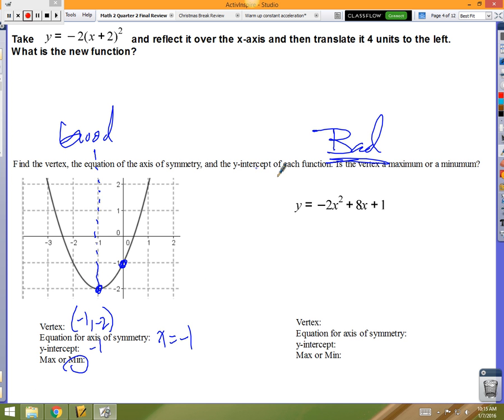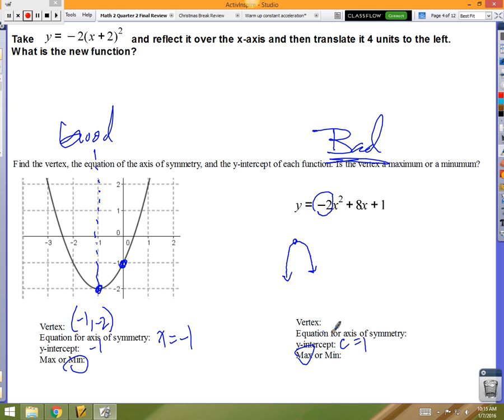Okay, now let's start at the bottom and work up. The max or min: since A is negative, that's kind of your slope, your parabola is going to look something like that. So it's going to have a high point, it's going to have a max. The y-intercept is whatever C is, so that's easy. C is just 1.